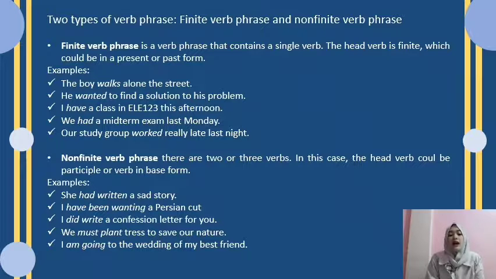Another is, I am going to the wedding of my best friend. As you can see, in the non-finite verb phrases, the examples here had two or more verbs. These are had written, have been wanting, did write, must plant, and also I am going. These are all non-finite verb phrases.